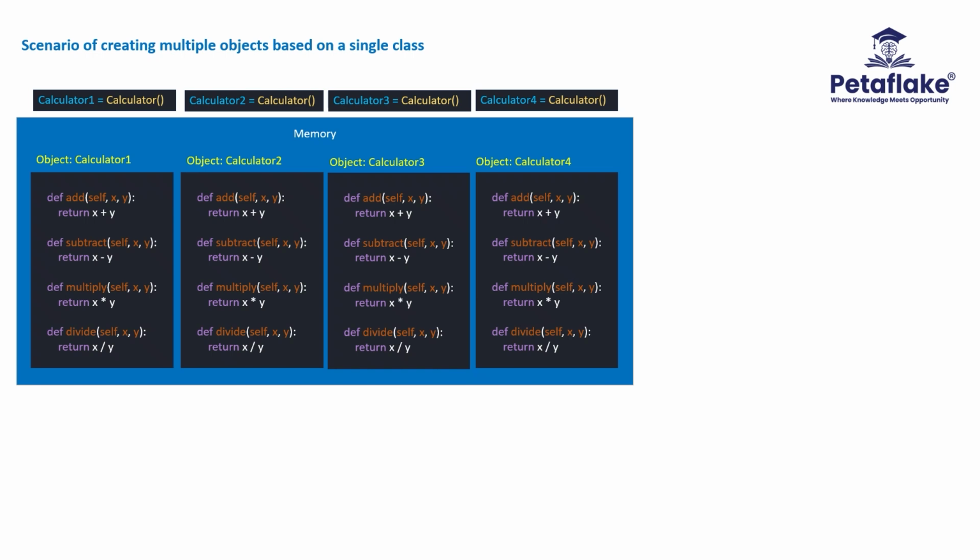To perform the addition of two numbers, the programmer must execute the add method from the object. To execute a specific method from the object, the programmer should follow the syntax: object name dot method name followed by parenthesis. Within the parenthesis, the values should be mentioned, separated by comma.